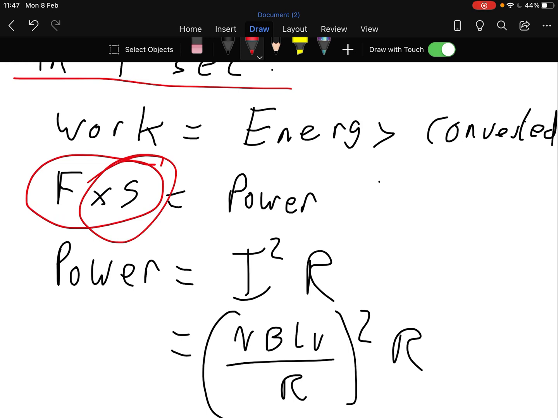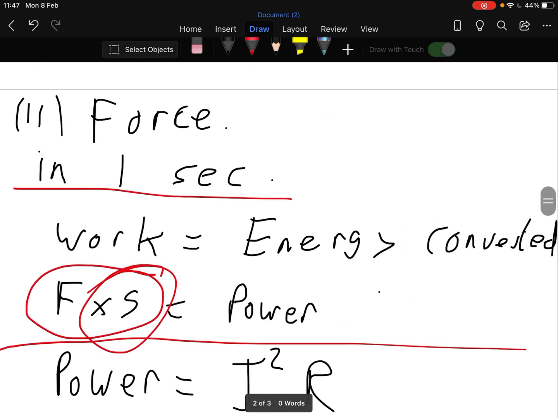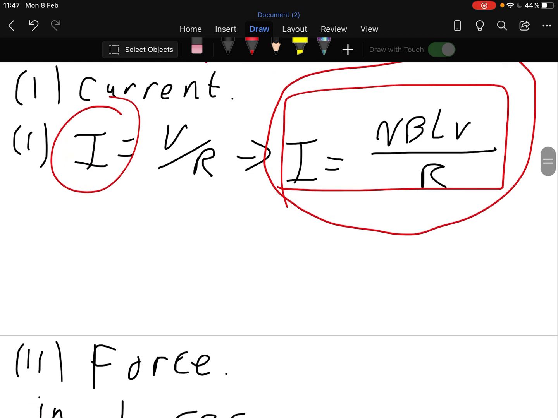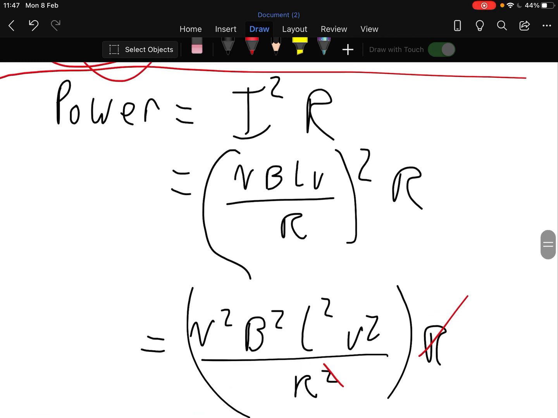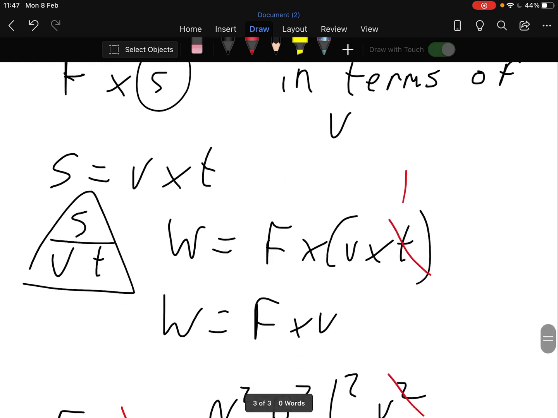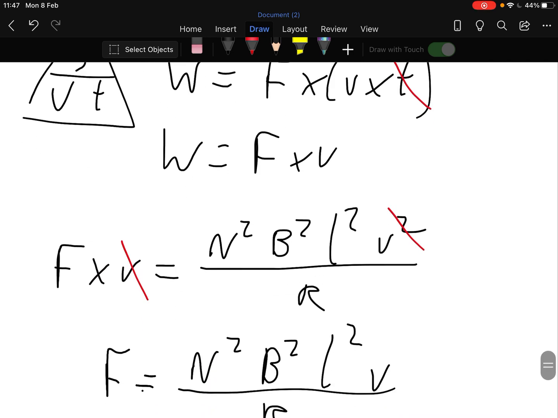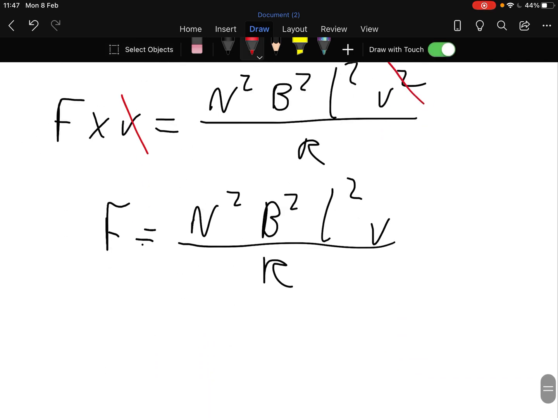So therefore what is power? We look here at first for power, and we say, well, power in the log tables is I squared times R. And already now we've got our values in, you see? So power is I squared times R, which gives you this crazy long thing, N squared, B squared, L squared, V squared, the R's cancel over R. So that's the right-hand side sorted. Then on the left-hand side, work done is equal to force times velocity. Bring it back together, the V's will cancel, and then you're left with your final answer here. F equals N squared, B squared, L squared times V.